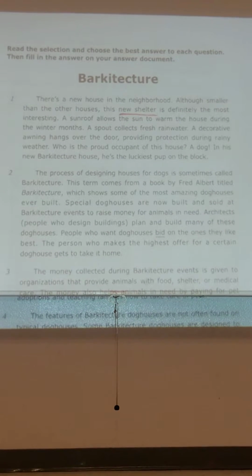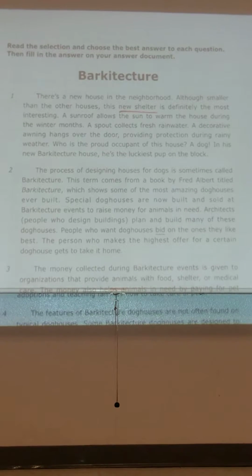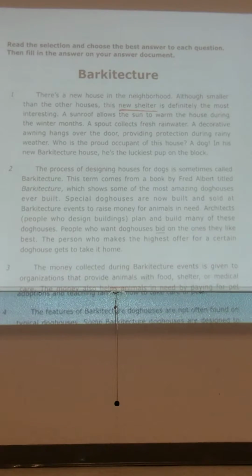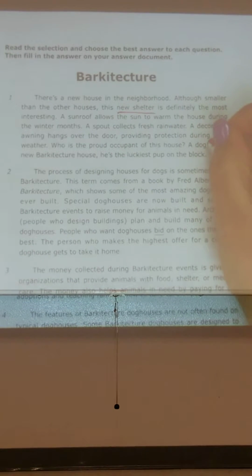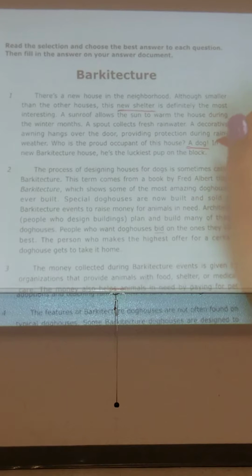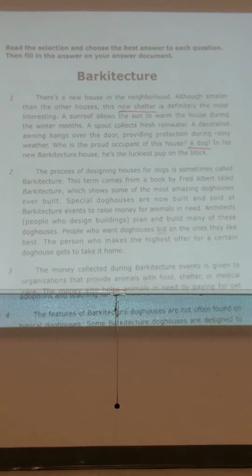A spout collects fresh rainwater. A decorative awning hangs over the door, providing protection during rainy weather. Who is the proud occupant of this house? A dog. Underline that. In his new Barkitecture house, he's the luckiest pup on the block.